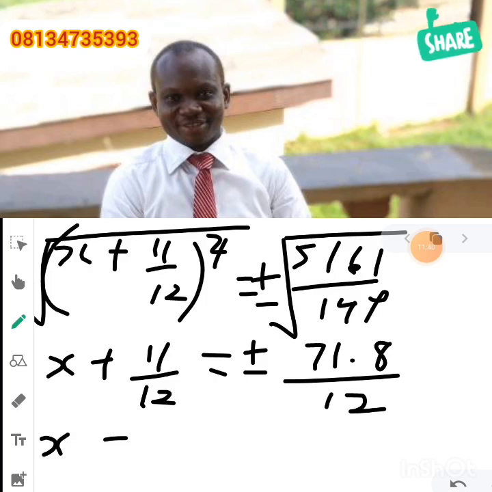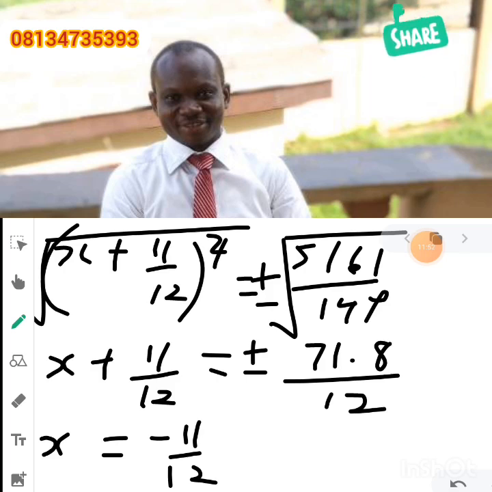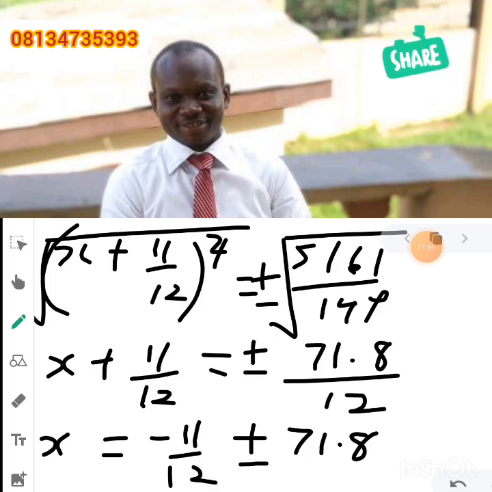So we have x is equal to minus 11 over 12, because when plus 11 over 12 moves to this side, we have the additive inverse of that. So minus 11 over 12 plus or minus 71.8 over 12. I think we are moving somewhere. So we have our LCM quickly: minus 11 over 12 plus or minus 71.8 over 12. Maybe I should leave this for you from here.